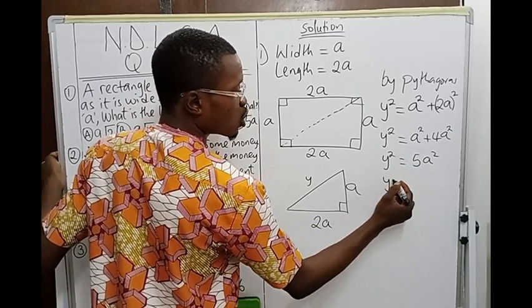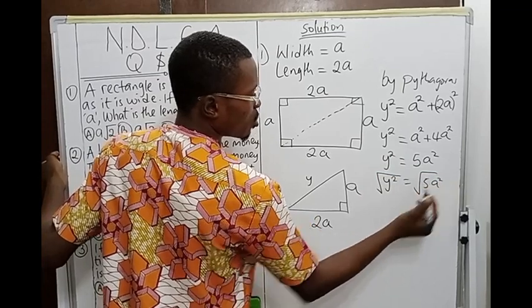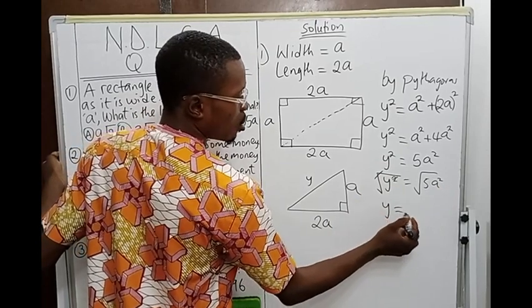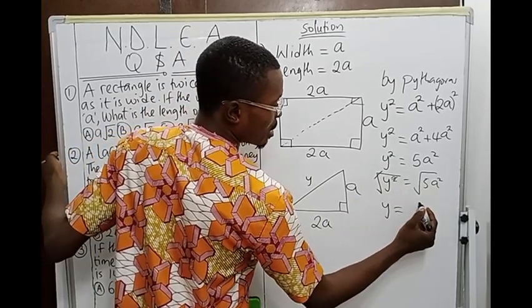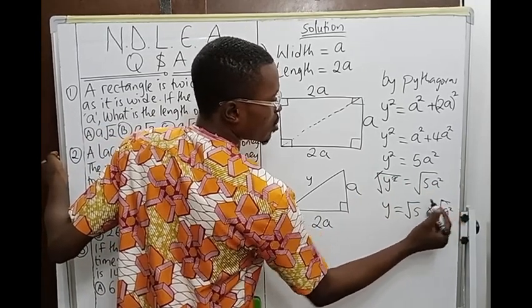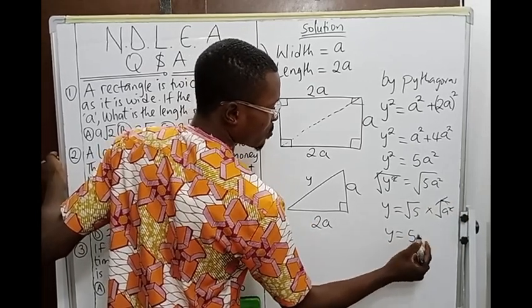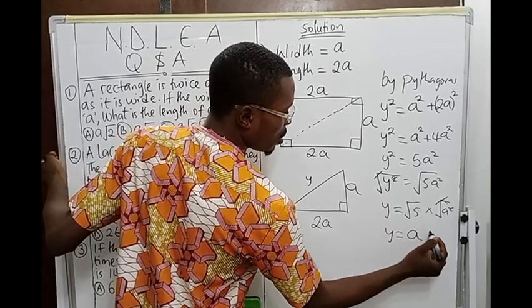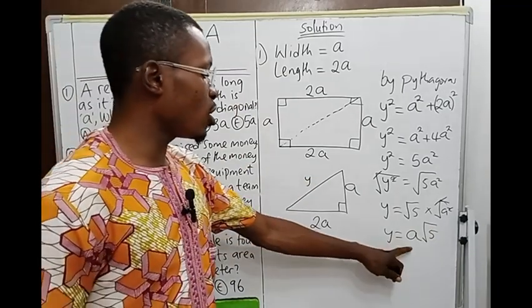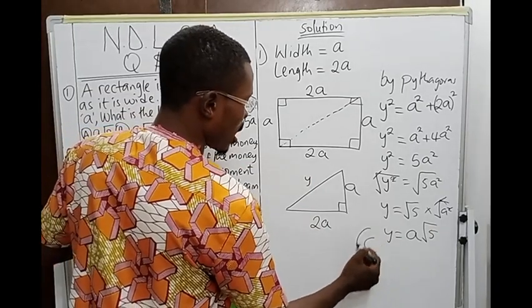To get our Y, we take the square root of both sides. So this square root can take away the square to have our Y left. Now this you can expand like this: root of 5 times root of A square. The square root will cancel out this square. You have your Y equals A root of 5. So the length of the diagonal is A root of 5, and that is given by option C. Option C gives the correct answer to number 1.